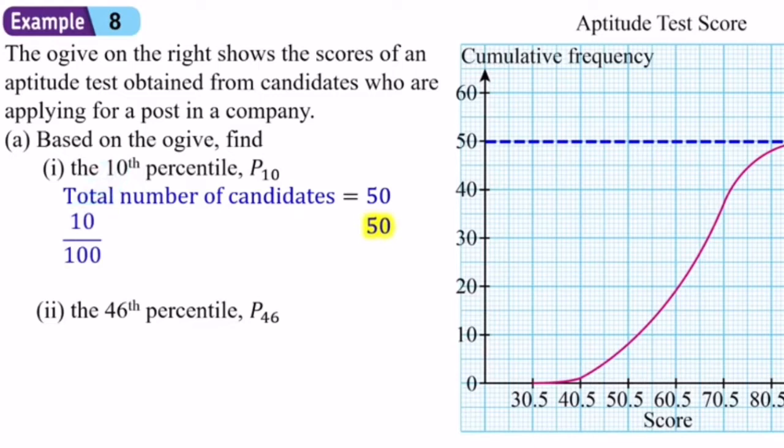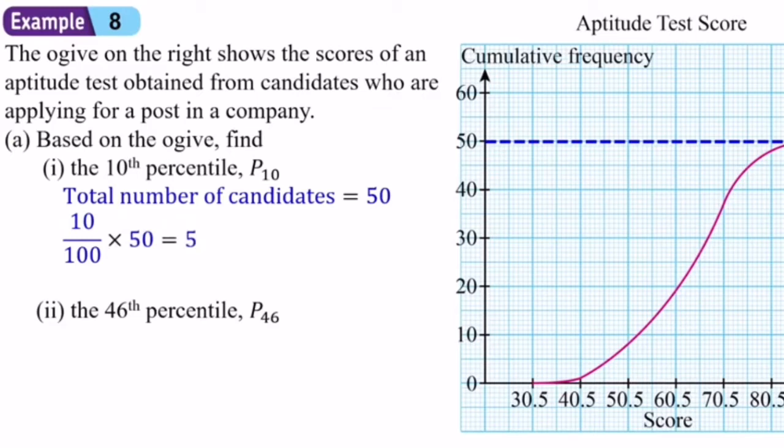So let's multiply 10 over 100 times 50. Simplify 10 over 100 times 50. So we will cut the 0, right? And then we have 2, 0. We can simplify. So the number of candidates, 10 over 100 times 50, is just 5.